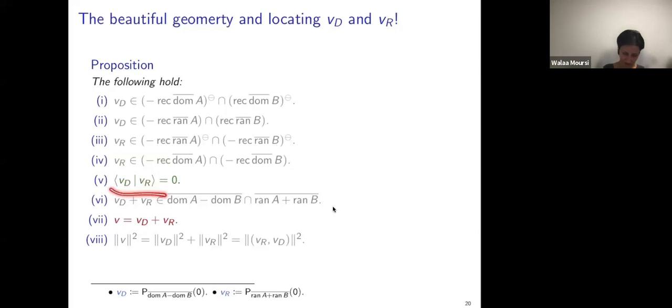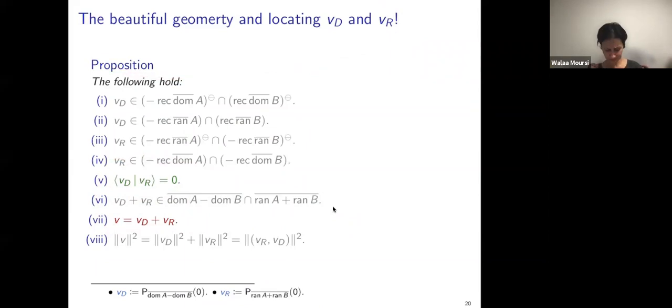And again, the gray item is an auxiliary item, but based on the green one and filling in some details using the definitions of V, VD, and VR, we're able to show that the vector V, the minimal norm element that we cared about, the key to define our normal problem, can be written as, or decomposed into, the sum of these 2 orthogonal nice vectors. So these 2 are actually key in our analysis. This is very beautiful geometry.